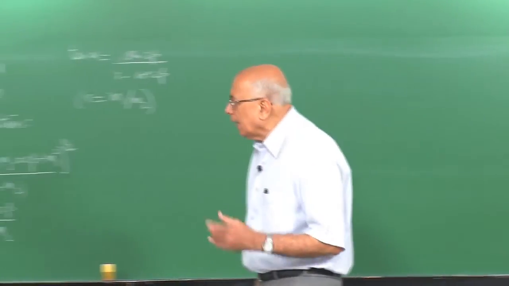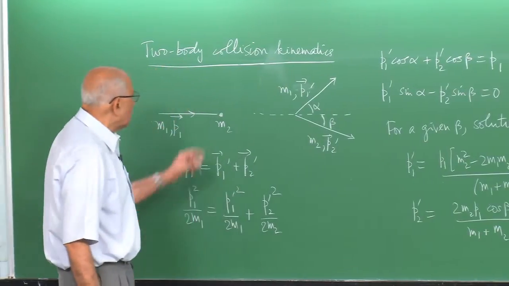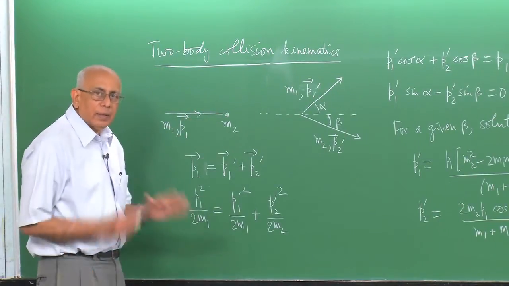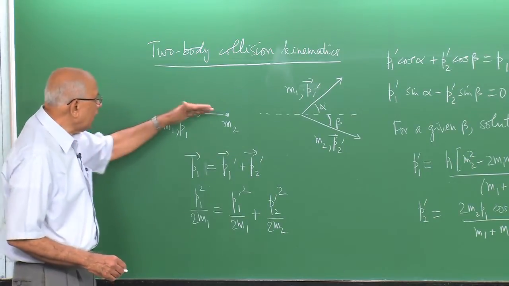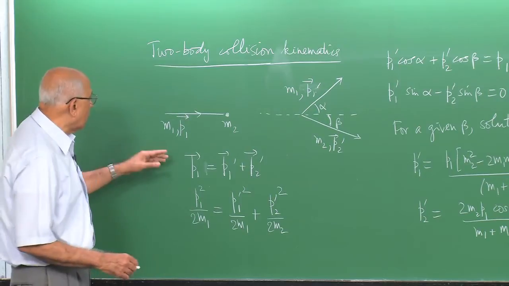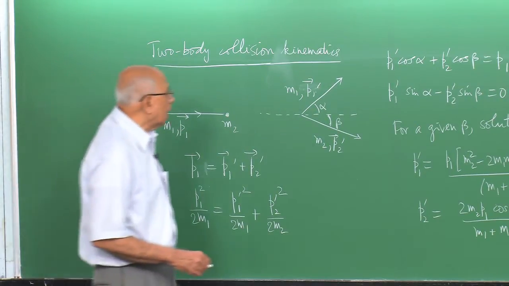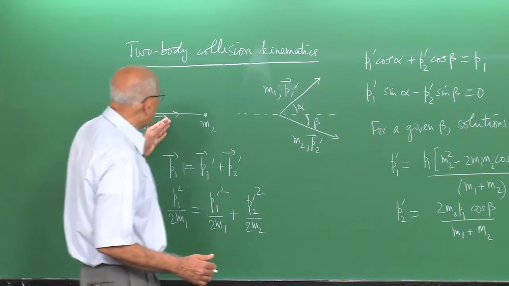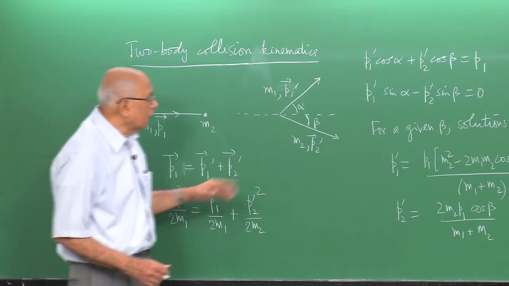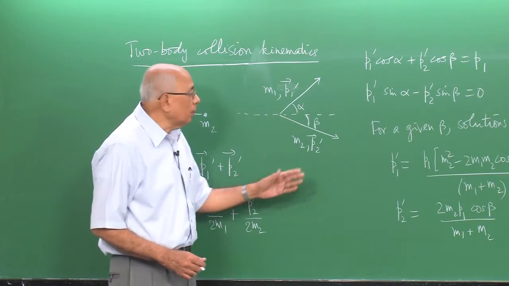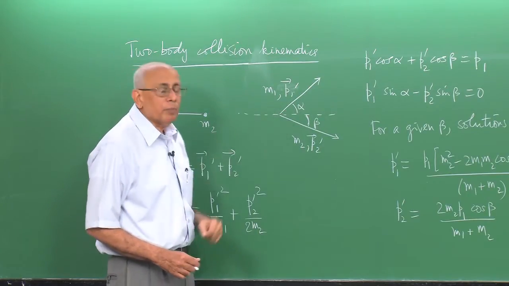To repeat what I have been saying, we have been looking at the problem of two-body collision kinematics, where you have a target particle at rest in the laboratory frame, a particle of mass m2. A projectile, a particle of mass m1, comes along with momentum p1 and hits it in an elastic collision. The final outcome is that the target particle goes off at some angle beta with respect to the original direction with the momentum p2 prime, while the projectile goes off at some other angle alpha with a momentum p1 prime.